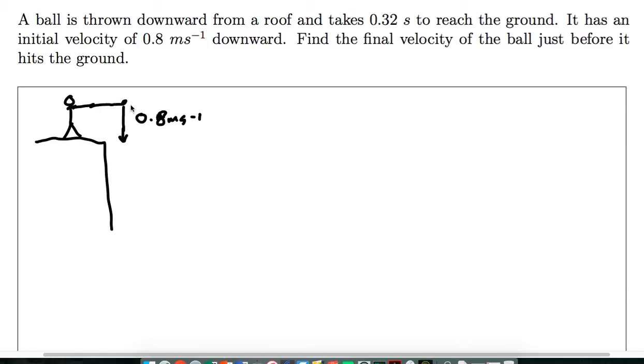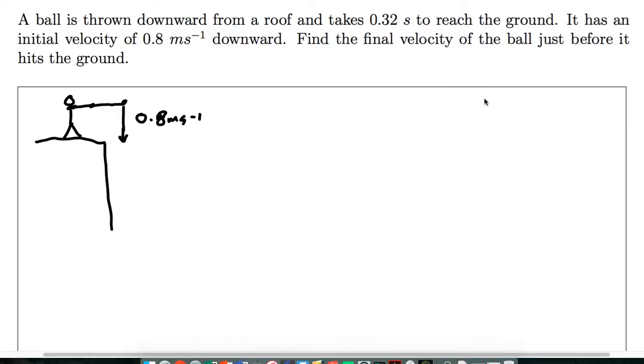We've actually also chosen downward as our positive direction by giving that a positive number. So that also means that the acceleration due to gravity is downward. And we've also been told that it's going to take... So the first piece is draw the diagram. Make it clear, make it obvious what's going on.